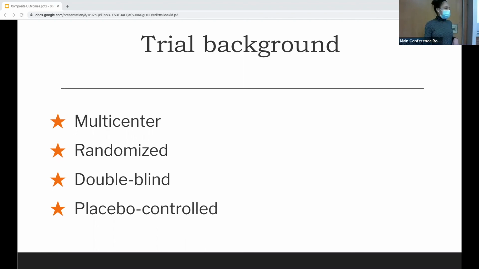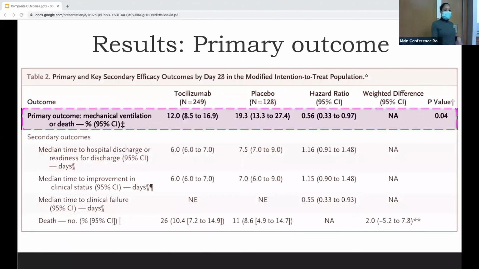So what were the results? Like we talked about, the primary outcome of interest was a composite of mechanical ventilation or death. This was considered, as reported by the authors, to be statistically significant with a p-value of 0.04 in favor of tocilizumab. However, the hazard ratio, as you may have talked about in your small groups, was 0.56 with a confidence interval that was 0.33 to 0.97, just barely making it under the cutoff of 1.